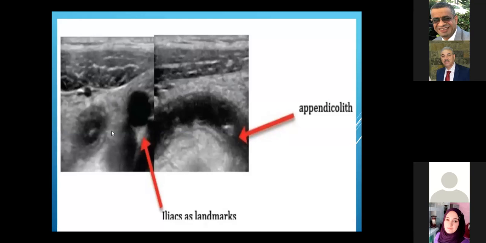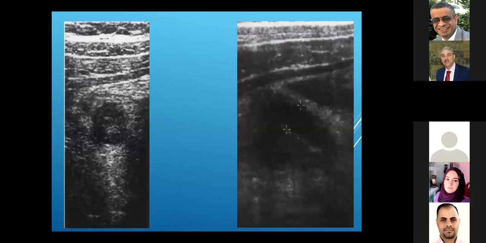This is ultrasound, transverse and longitudinal. It shows the diameter more than 6 mm and the wall thickness more than 3 mm. There is a fecalith. There is increased echogenicity of the surrounding fat. This is another picture showing the appendix more than 6 mm.